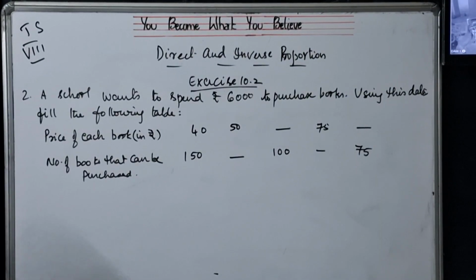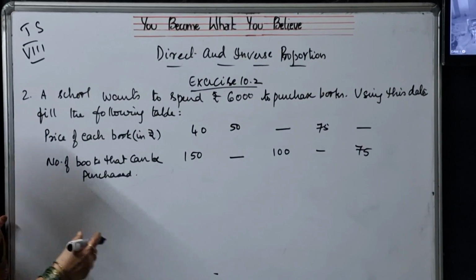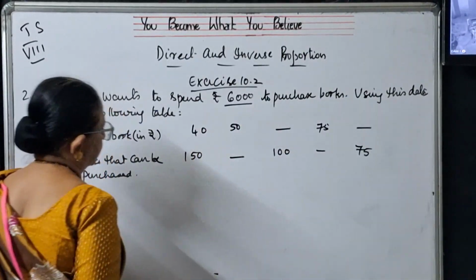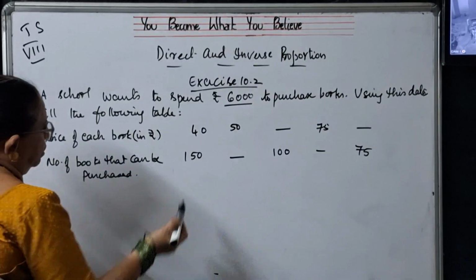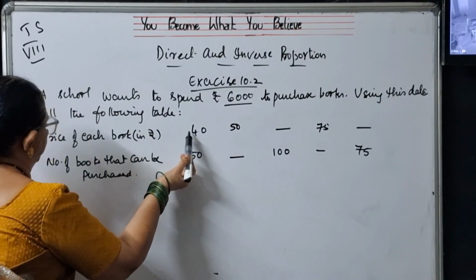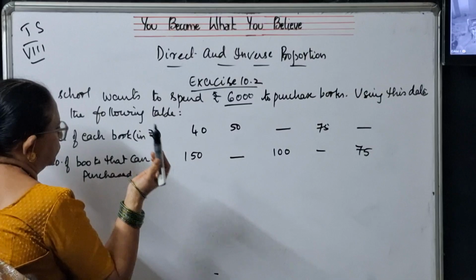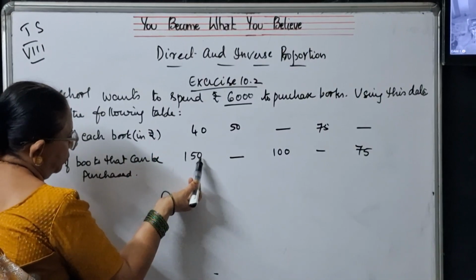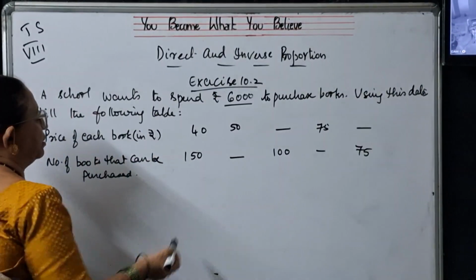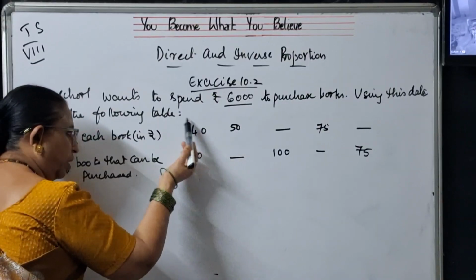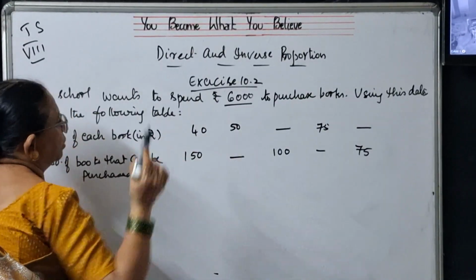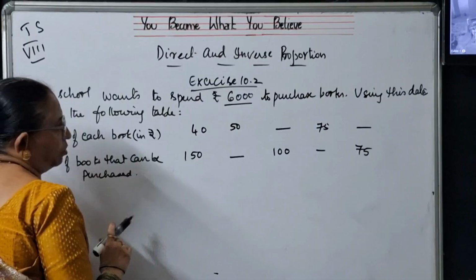Now, second problem, children. A school wants to spend 6,000 rupees to purchase books. Using this data, fill the following table. That means the amount that they are spending is 6,000. Here you see, if the price of each book is 40 rupees, they have got 150 books. That means what, children? Total of the cost for that book should be equal to 6,000 only. In that way they have to purchase.